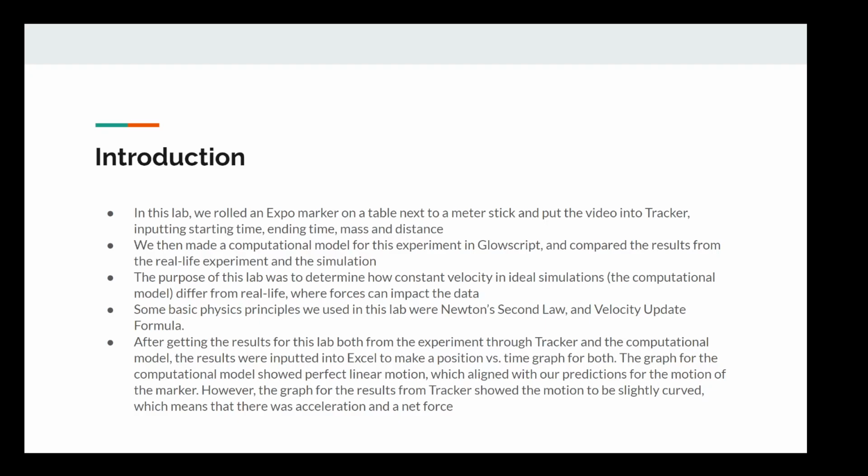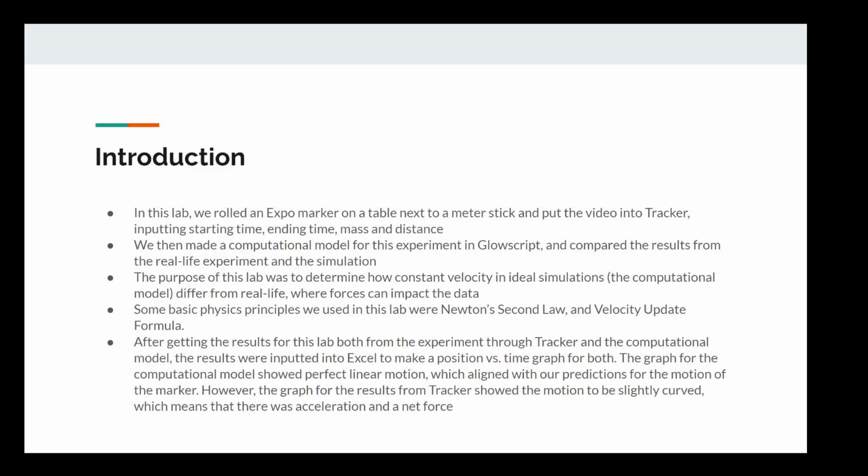So, an introduction: in this lab, we rolled an expo marker on a table next to a meter stick and put the video into Tracker, where we inputted starting time, ending time, mass, and distance. We then made a computational model for this experiment in GlowScript and compared the results from both the Tracker simulation and the computational model.